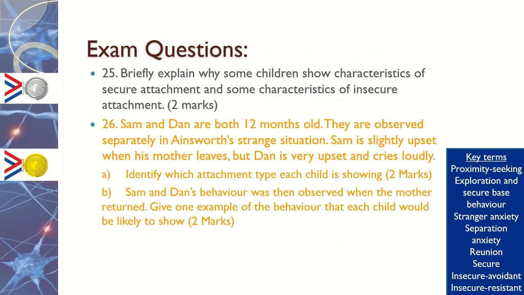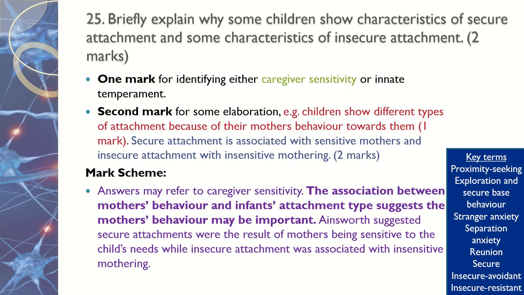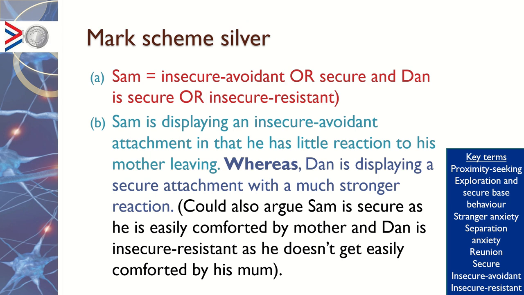For part B, Sam and Dan's behaviour was then observed when the mother returned. Give one example of behaviour that the child would show. It depends what you've written, but if you said Sam displays an insecure avoidant attachment, he has little reaction to his mother leaving, whereas Dan is displaying secure attachment with a much stronger reaction. I also suggested the opposite, so I've given the answers underneath as well. You might want to pause the video here and make sure you've got the correct answer depending on what you wrote.